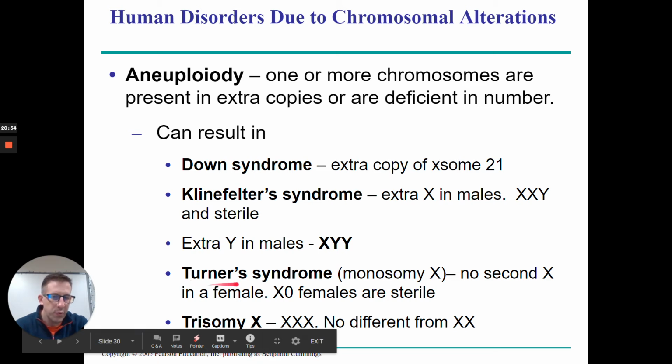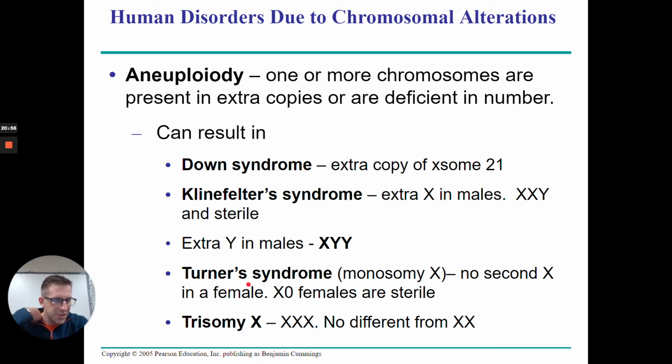Turner syndrome, people with Turner syndrome, they call this monosomy X. Creates a situation where there's no second X chromosome in the female. This one, a little bit like Klinefelter syndrome, is a lot more debilitating than, let's say, the extra Y chromosome in males.